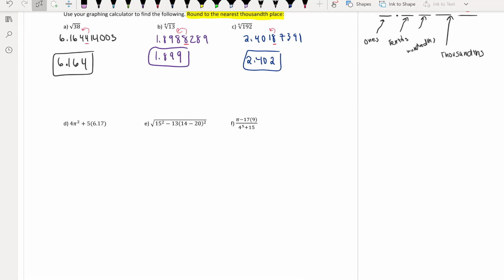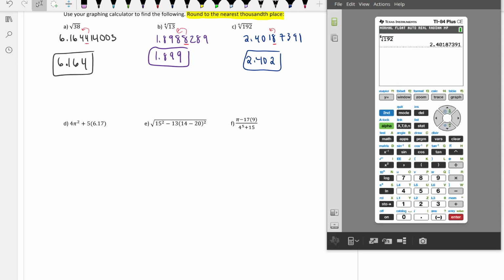For part D, I know it can look a little intimidating because now, wait a minute, it's not just a single entry in my calculator. Now I have pi, I have square, and I have parentheses. Well, don't worry, we have a graphing calculator, so it's really nice and smooth to go ahead and do that transition. So let's go ahead and do this together on our calculator.